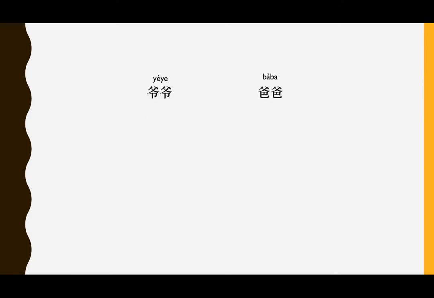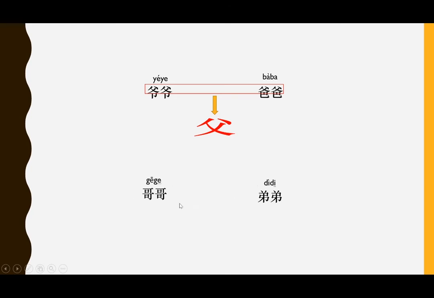Okay, now let's look at the 爷爷 and 爸爸. They both contain the radical 父, which means father. It is easy to understand because 爸爸 means father and 爷爷 means father's father. Okay, the last two are 哥哥 and 弟弟, where 哥哥, the elder brother, is more complicated than 弟弟, the younger brother, and both of them can be called 儿子 because they are boys.